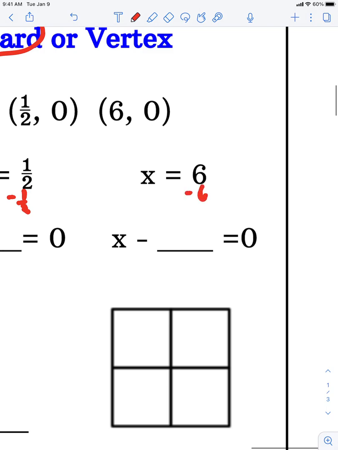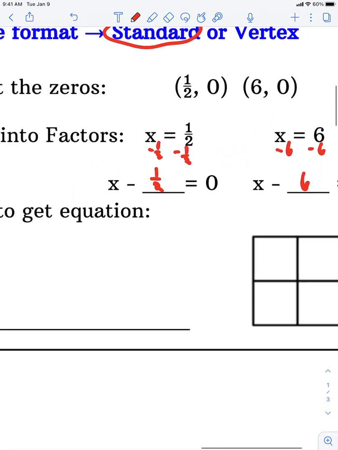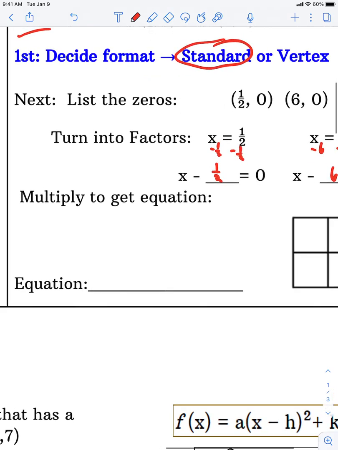Over here, to subtract the 6, so x minus 6 equals 0, right? All I'm doing is just finishing that equation, working it backwards so that it equals 0, okay? But then there's something to watch out for here, all right?